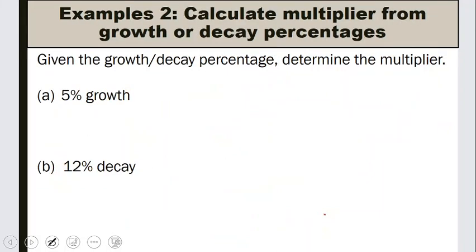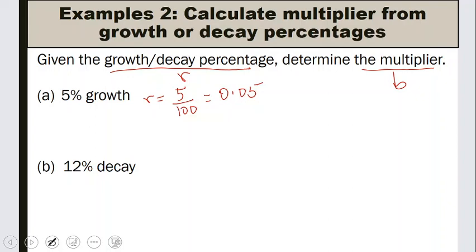In this example too, we want to be able to write a multiplier when you are given the growth percentage or the decay percentage. Our growth percentage we represent with r, and our multiplier we represent with b. Our growth percentage in this case is 5%. So it's 5 divided by 100, that's 0.05. The multiplier b, if it's a growth, is 1 plus r. So this is going to be 1.05.